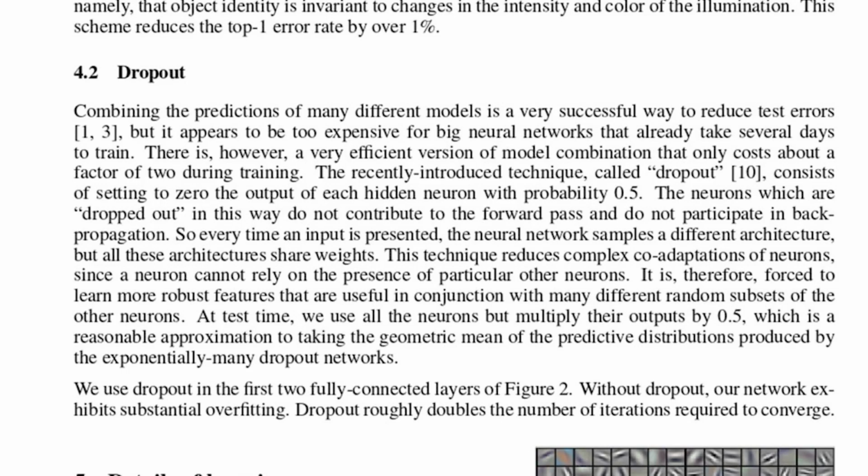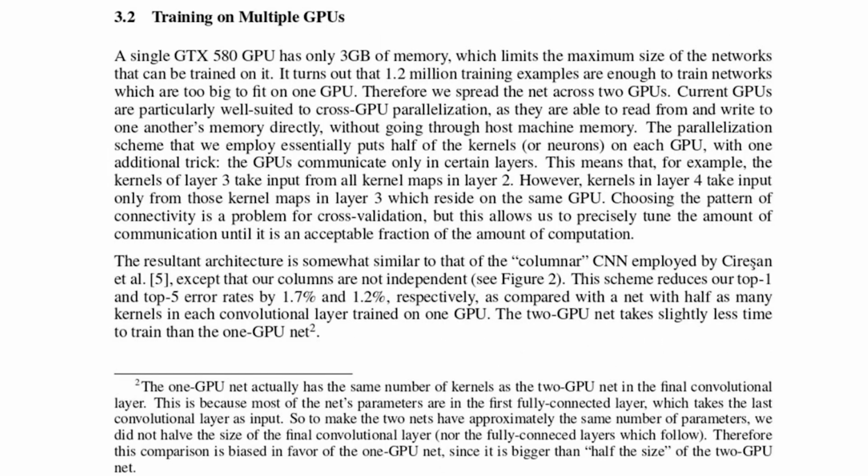AlexNet also introduced dropout, a regularization technique that randomly drops out a portion of neurons during training, forcing the network to avoid overfitting by preventing reliance on specific neurons. This was critical given the size and complexity of the network, which made it even more prone to overfitting. Another important feature of AlexNet was its GPU acceleration.